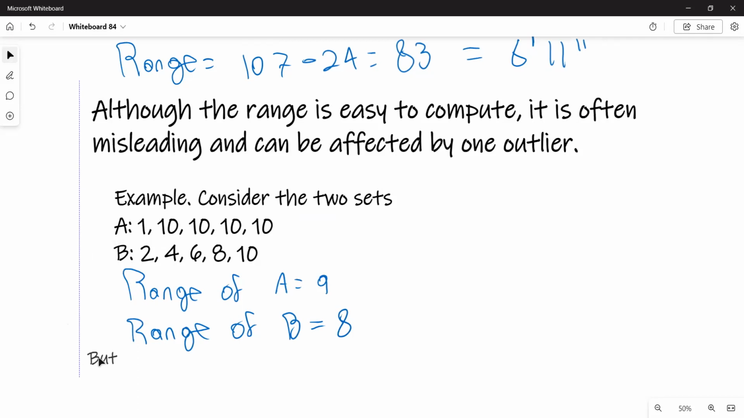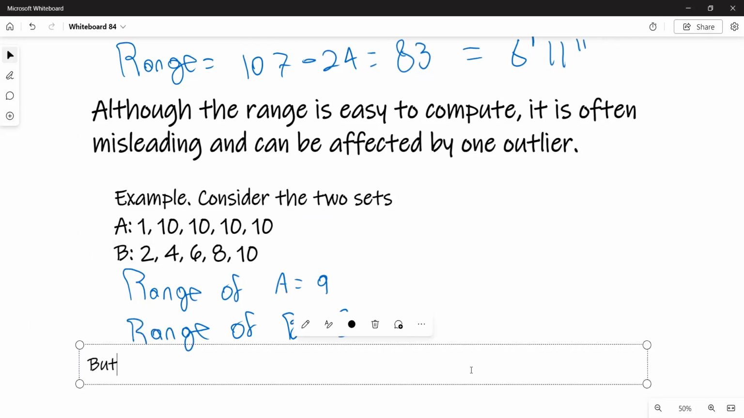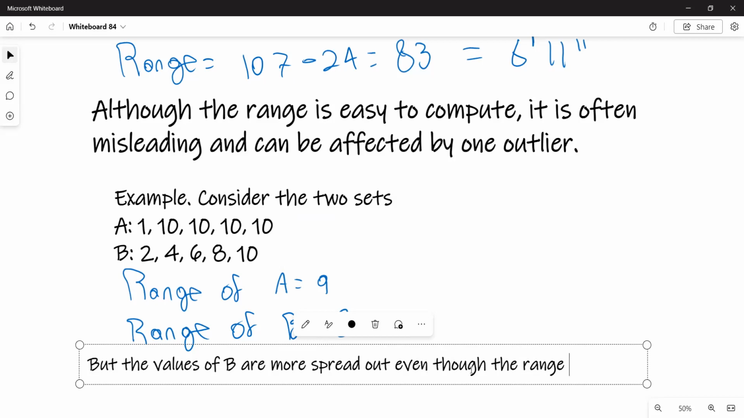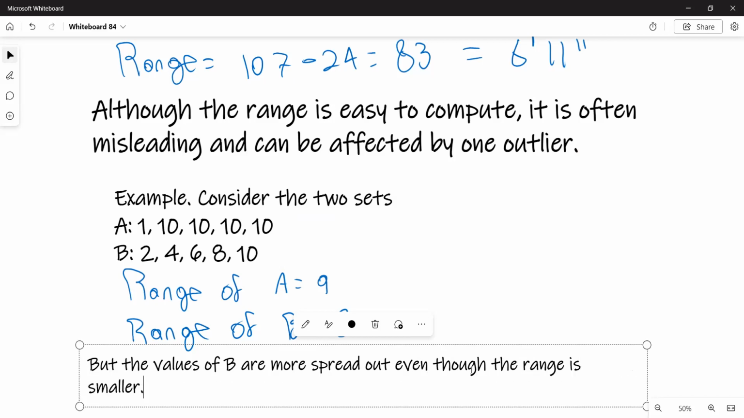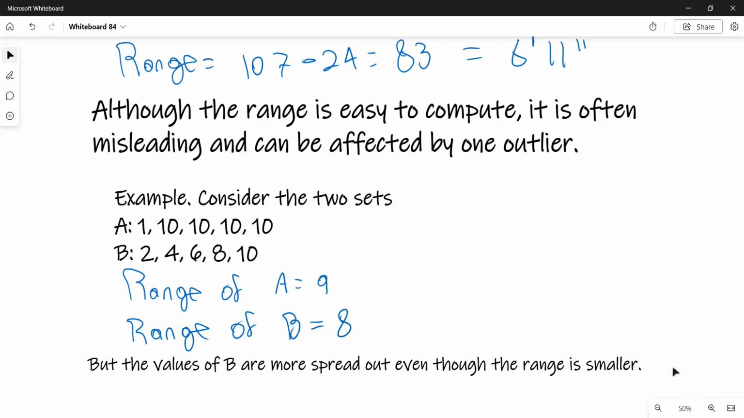So the range is not good for measuring the spread of a distribution. The values of B are more spread out, even though the range is smaller. What happens is that the first value, 1, is an outlier. That's an example of an outlier in set A.